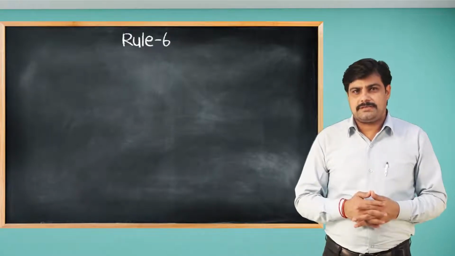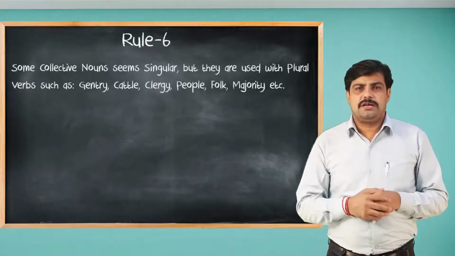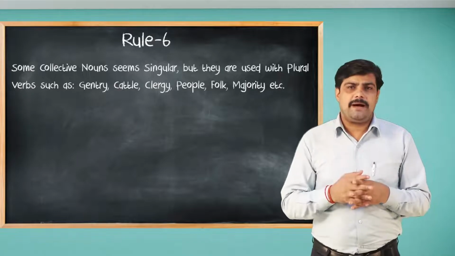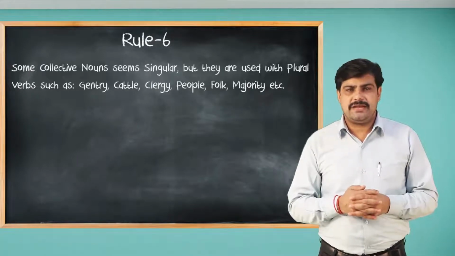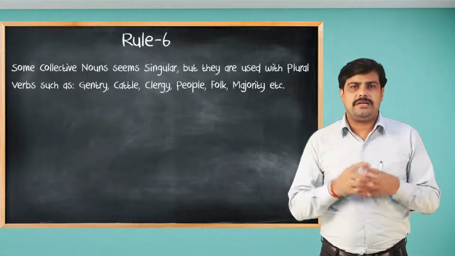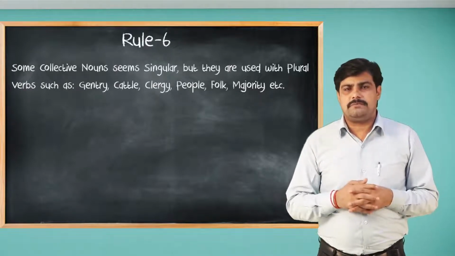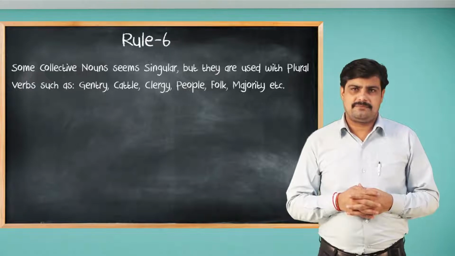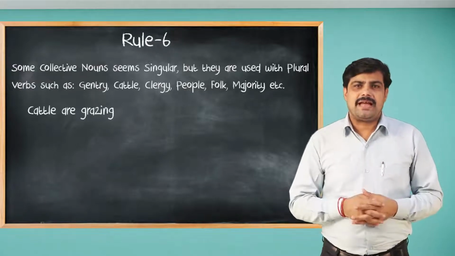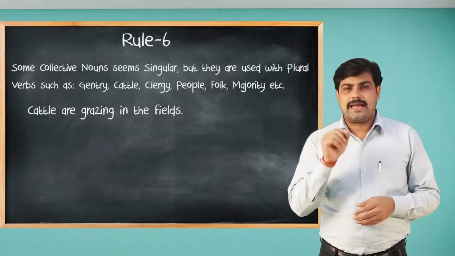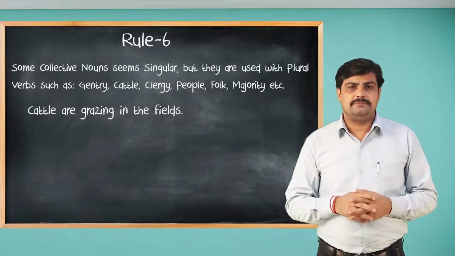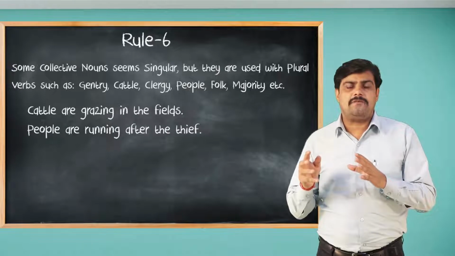Rule number 6: some collective nouns seem singular, but they are used with plural verbs, such as gentry, cattle, clergy, people, folk, majority, etc. Examples you can see: cattle are grazing in the field. Not cattles. Cattle are grazing in the field. People are running after the thief.